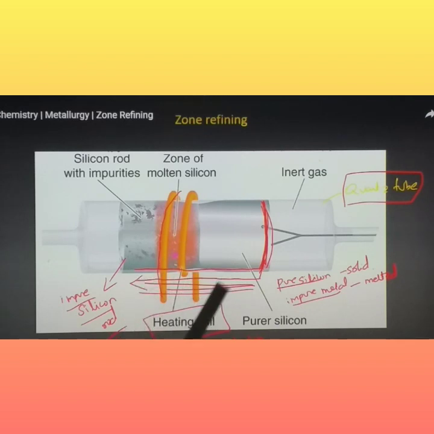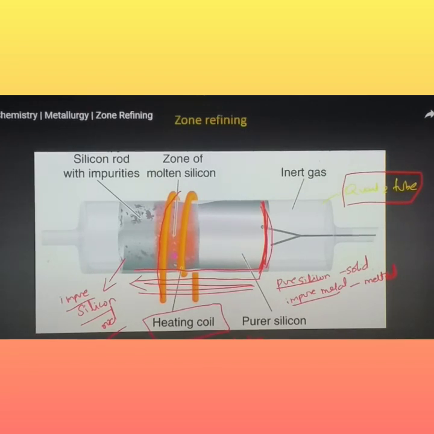So now, by repeating this process, pure silicon will be present in the solid state, and the impure metal will be present here, in the melted form, its molten form. Now we explain. One end of the rod is heated using a mobile induction heater, which results in the melting of the metal on that portion of the rod. When the heater is slowly moved to the other end, the pure metal crystallizes.